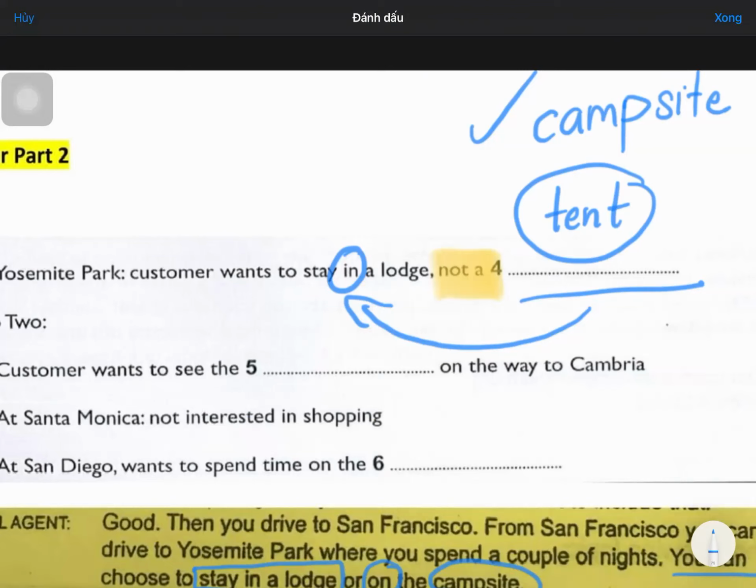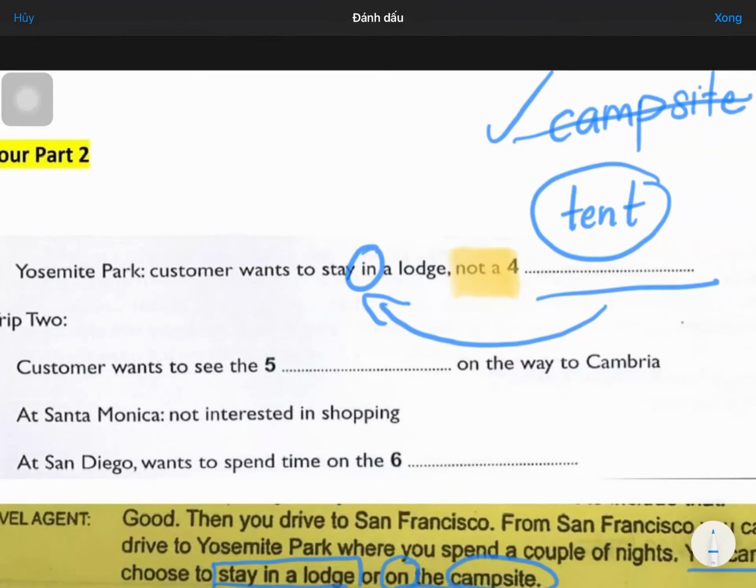So in a listening test, pay attention to the keywords that come before the blank, and don't forget the role of prepositions. So tent is a correct answer, not campsite. Thank you, Giang. And number 5, I would like to hear from Pooha, please.